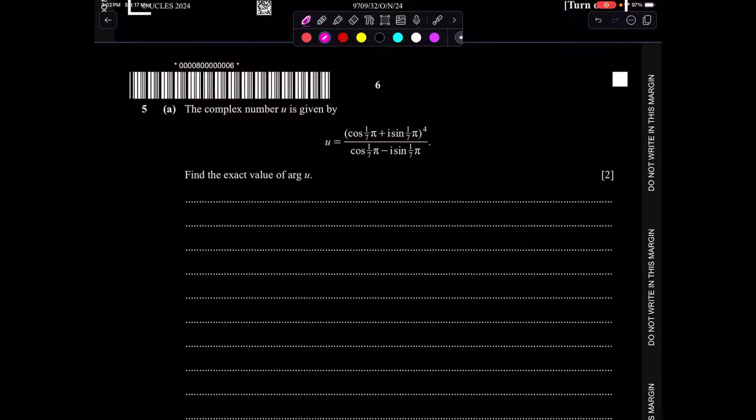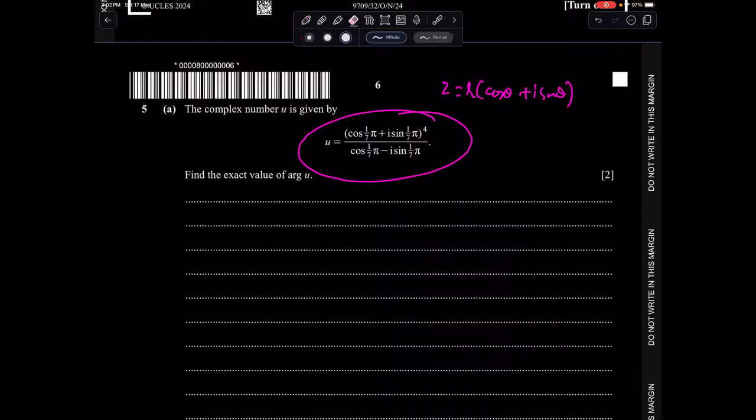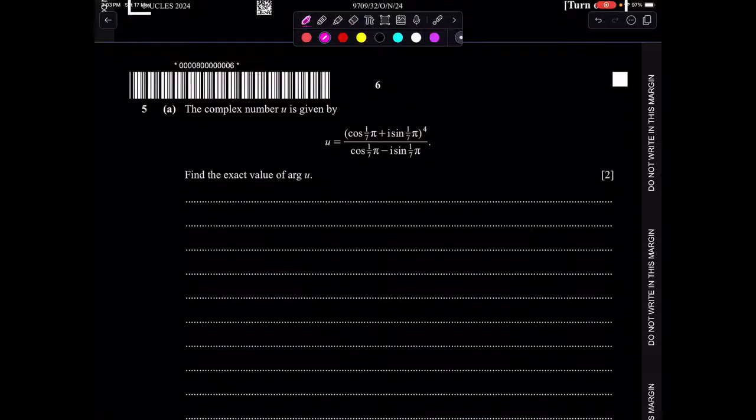All right. So question number 5A. Find the exact value of argument u. So first, for argument, this complex number must be of this form, the standard form, u equals r cos theta plus i sin theta. We must have this form. So we need to remove i from denominator, and for that we have to rationalize this complex number. So first copy this.